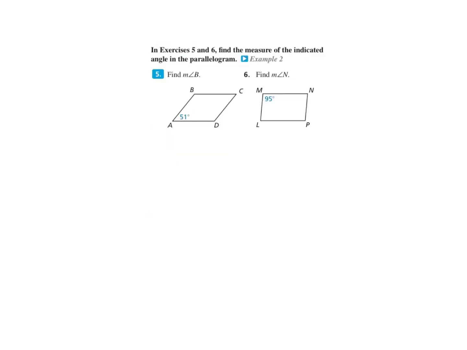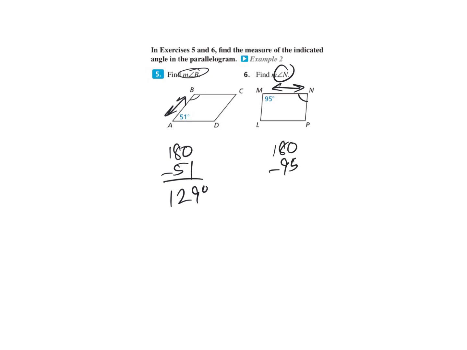Okay, so find the measure of the indicated angle in the parallelogram. Okay, so we want angle B, which is this angle right here. So remember, these are supplementary. So 180 minus 51 gives me 129 degrees. That would be angle B. Angle N is this angle right here. So these two are supplementary. So 180 minus 95 is equal to 85 degrees.